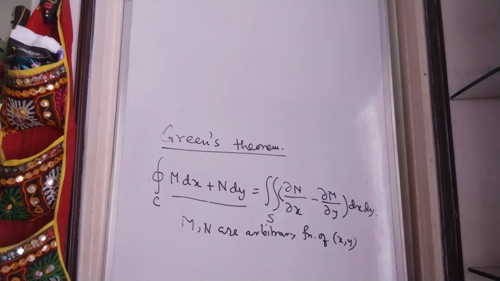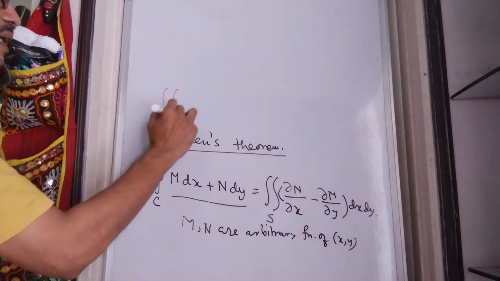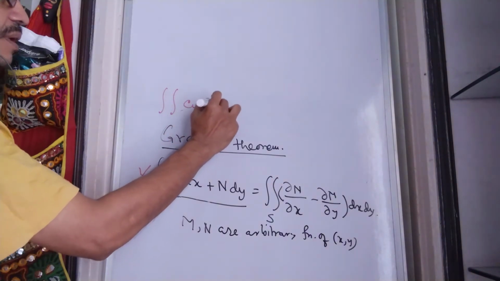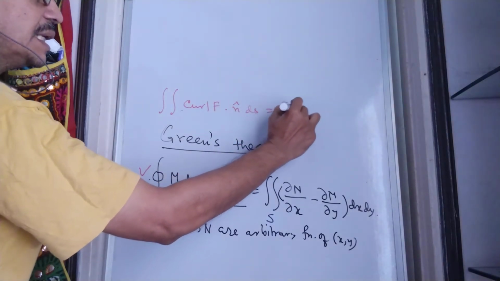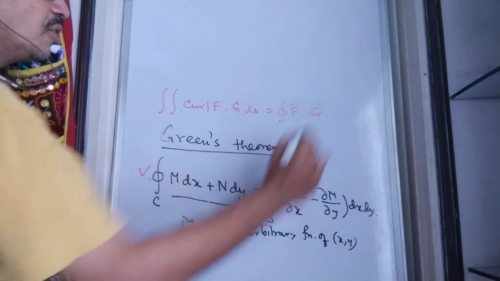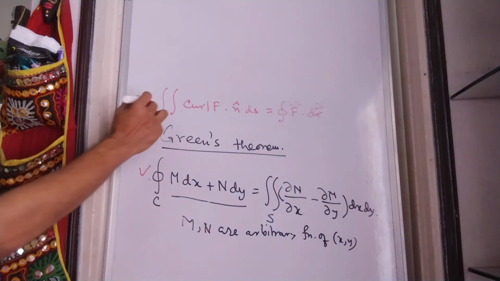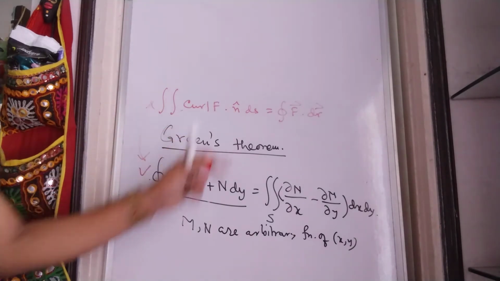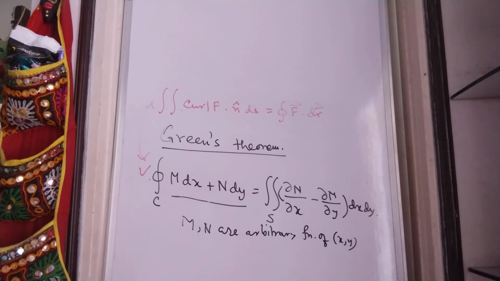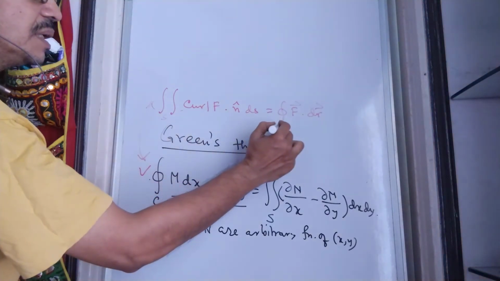In any case, we have stated Stokes theorem and Green's theorem. This is Green's theorem, and you should remember that Stokes theorem is actually curl F dot n cap dS equal to F dot dr. So we can compare them. This is curl F dot n cap dS, where n cap is perpendicular to the surface which is enclosed by the curve C.